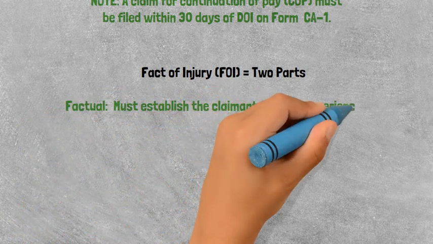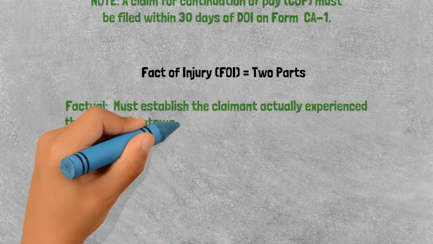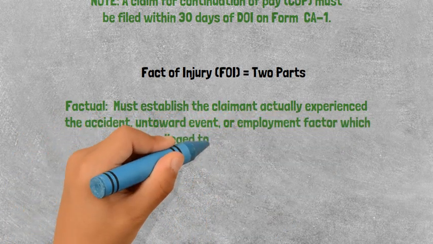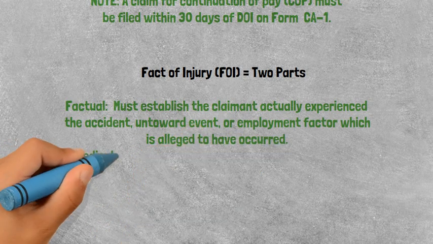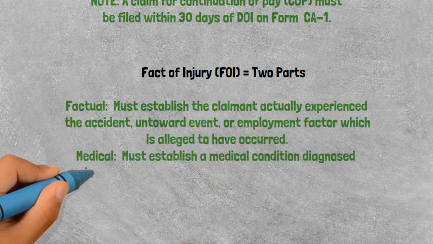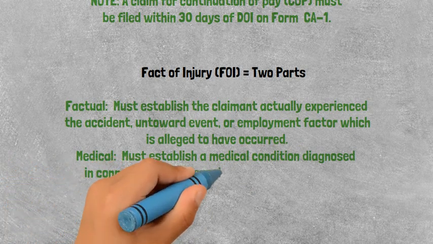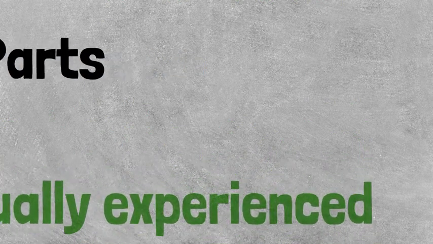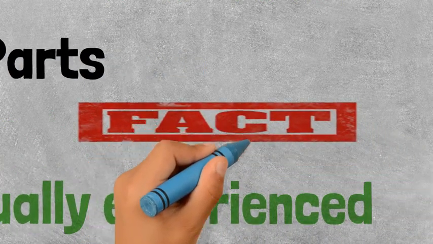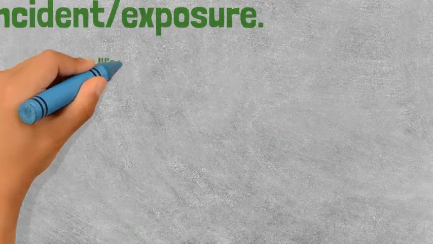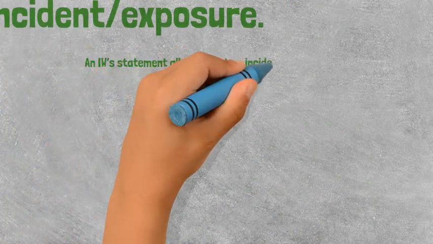Now, fact of injury equals 2 parts. Factual must establish a claimant actually experienced the accident, untoward event, or employment factor which is alleged to have occurred. Now, the medical factor of injury must establish a medical condition diagnosed in connection with the work-related factor of the accident, incident, or exposure. These facts are vitally important, and that's why an experienced doctor who understands this is important.